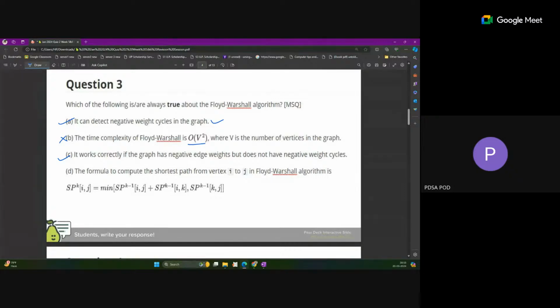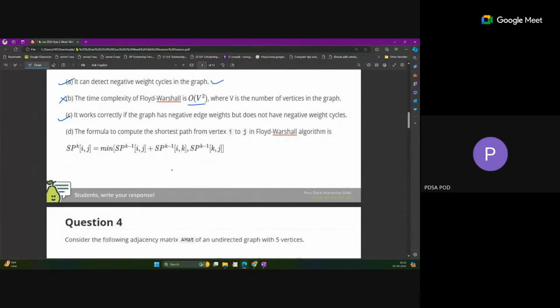Now, the formula to compute the shortest path from vertex I to J in the Floyd-Warshall algorithm. This is the single formula we use to calculate the distance in our matrix. Suppose we have a graph like this, A to B and B to C. Every time, suppose we are checking the distance from A to C, we always check the direct distance from A to C and the distance through another vertex, A to B then B to C. We compare both distances and pick the minimum one. One is the direct distance A to C and the other is through the node. Which one is the minimum?